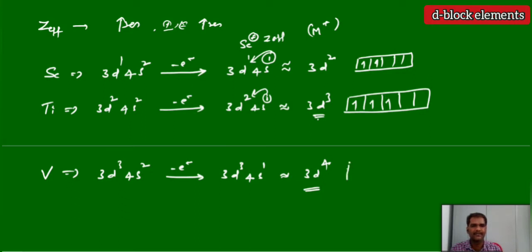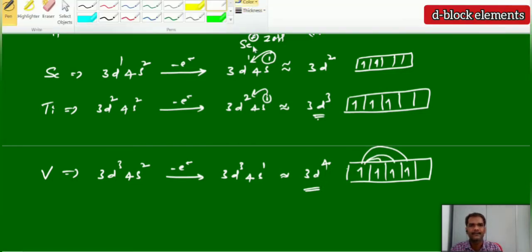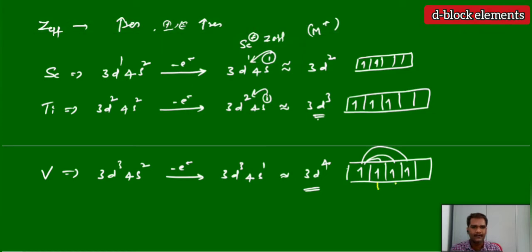But in case of the d4 configuration we have 4 electrons, and how many exchanges can 4 electrons give? This electron can exchange with this one, this one and this one. So here 3 exchanges you can observe, and similarly the second electron can also exchange with these two, and the third electron can exchange with this. So in total you can see 6 exchanges. Here the released energy is more. Means out of 3d2, 3d3 and 3d4, the 3d4 configuration is a little more stable.